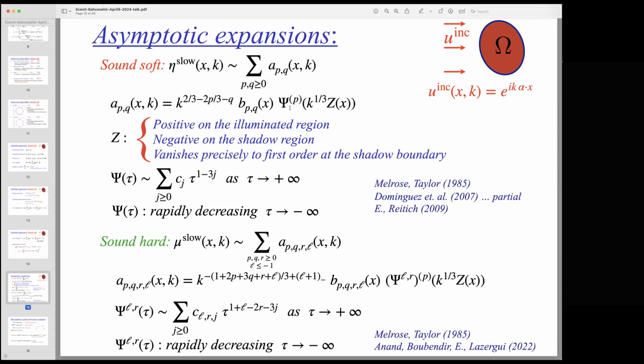And a_pq here are given in terms of this function psi, called the Fock function. Here the function z is positive on the illuminated region. The illuminated region is on the left. If you look at the scatterer, the shadow region is on the right. And shadow boundary points are the points on top and at the bottom. So this Fock function has some asymptotic properties. The first property, that it is a sum of c_j tau to the power 1 minus 3j, is valid basically in our setting on the illuminated region, and this rapid decay is valid in the shadow region.